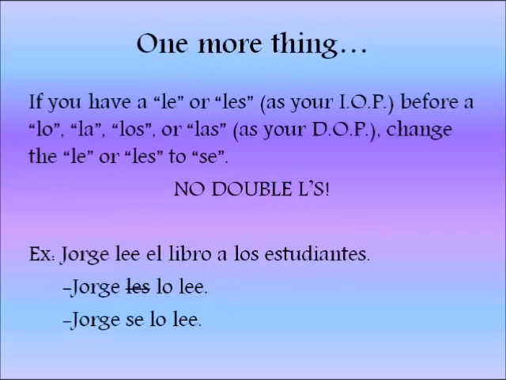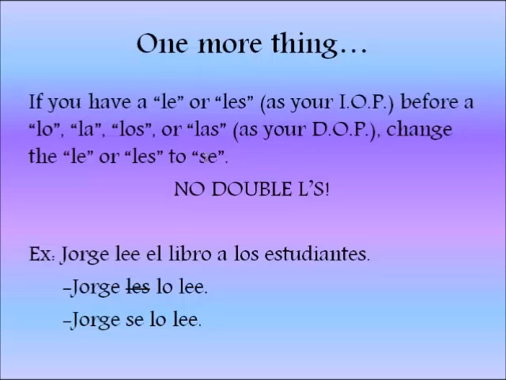Now there's one last thing we have to cover. If you have le or les as your indirect object pronoun before a lo, la, los, or las as your direct object pronoun, so I'm pretty much saying if you've got double L's, you have to change that indirect object pronoun le or les to the word se. The reason behind this is because in Spanish saying le la, le los, les las, les lo just sounds different. It's kind of a tongue twister. So this is just a change we do in Spanish.